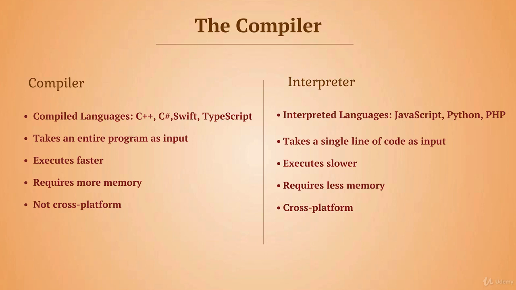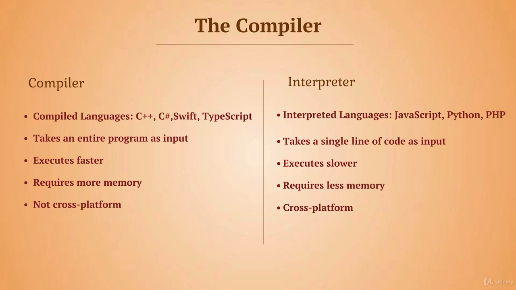A compiler takes an entire program as an input. So after you finish your program, you hit compile or build, and it takes whatever you wrote and starts compiling it. On the other hand, the interpreter takes each line and starts working on that line. Because of this, the compiler executes faster, while the interpreter is somewhat slower because it takes a line and works on that line.